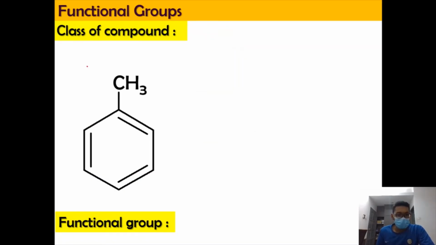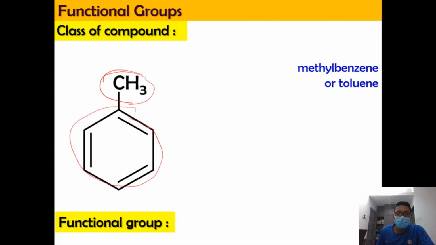Now, the structure here refers to methyl benzene. Here is the methyl group, and here refers to a benzene. The other name of this structure is toluene, or we can write it as C6H5CH3 because it has 1, 2, 3, 4, 5, 6 carbons. So we have C6H5 because there is one hydrogen on each point, and then it is attached with another methyl group, which is CH3.